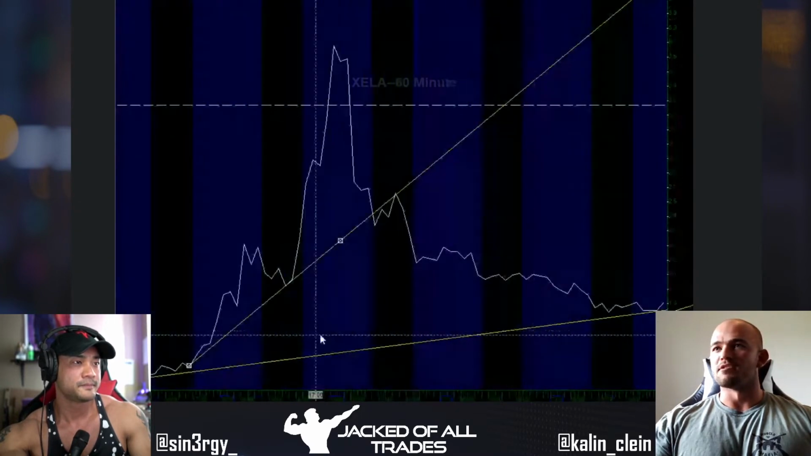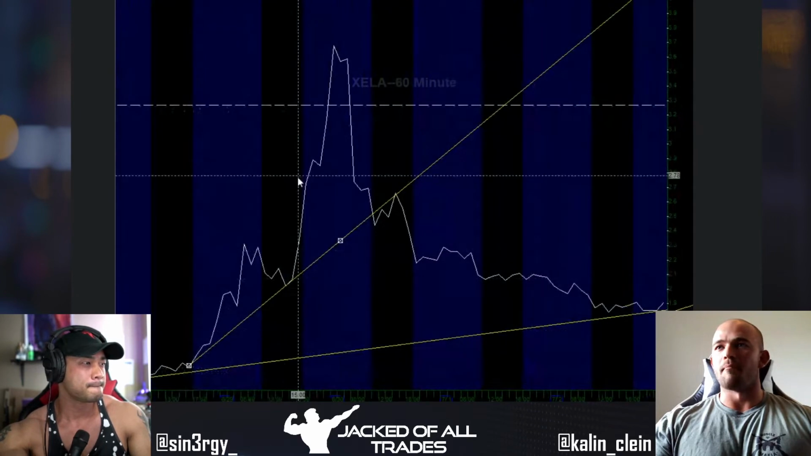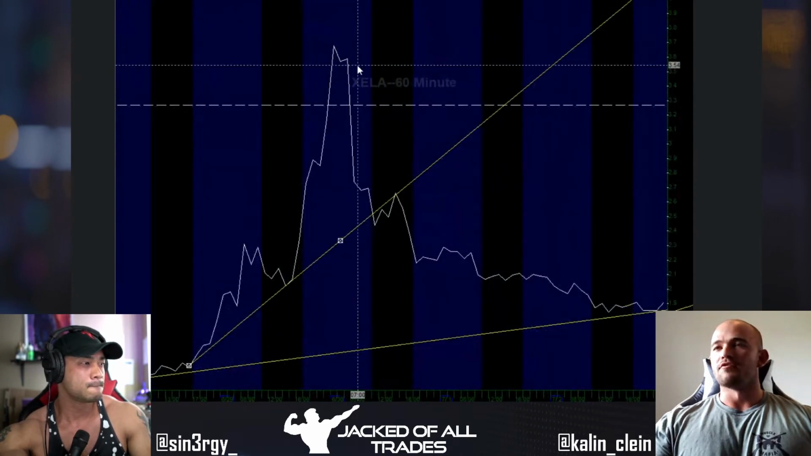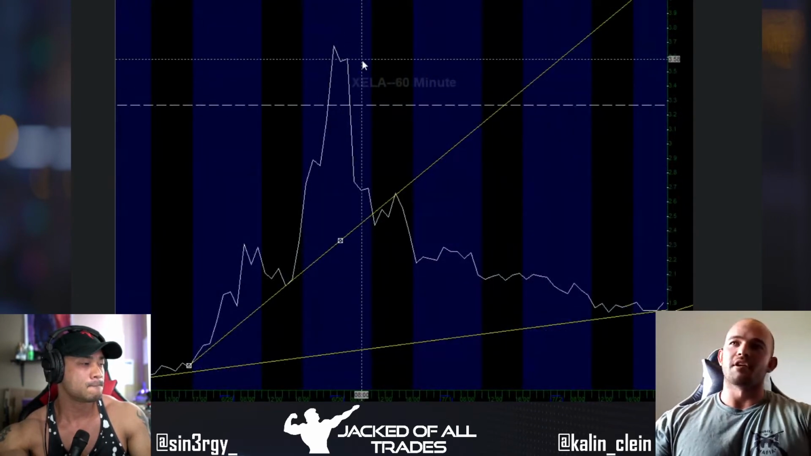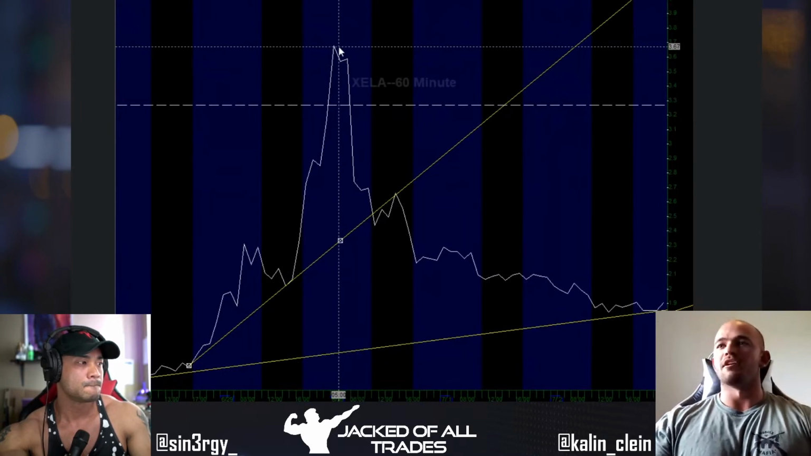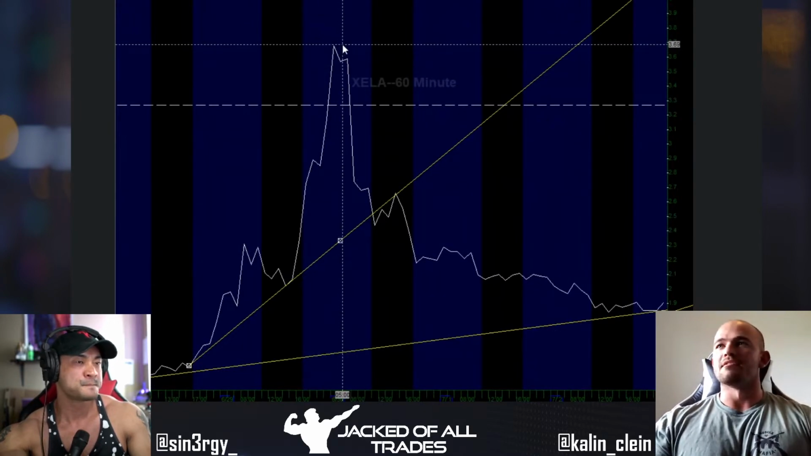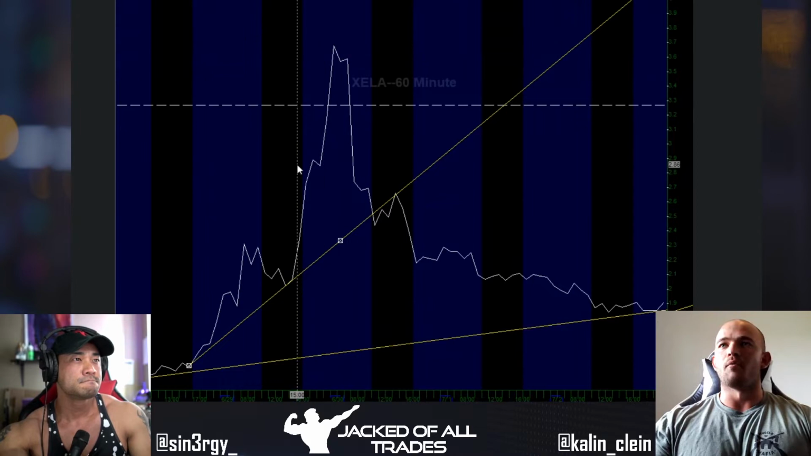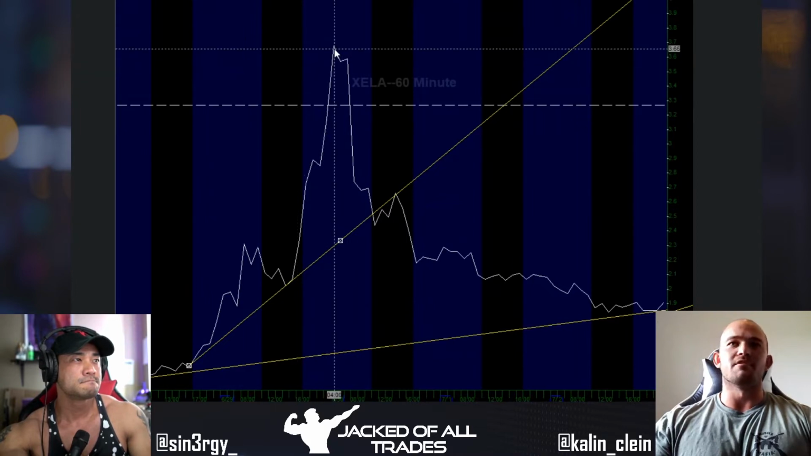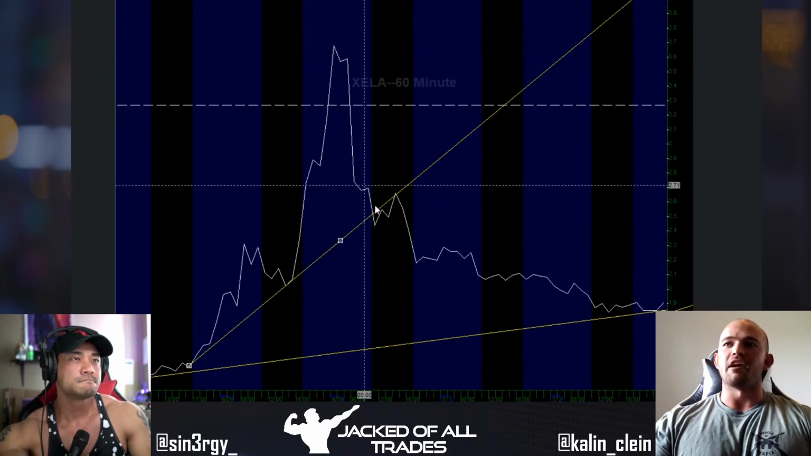On this move here, you can see this was the big up move. People look at this and they're thinking, okay, the stock's up here at $3.70 or whatever. Why don't we try and short this big strong move up and then fade it all the way down?